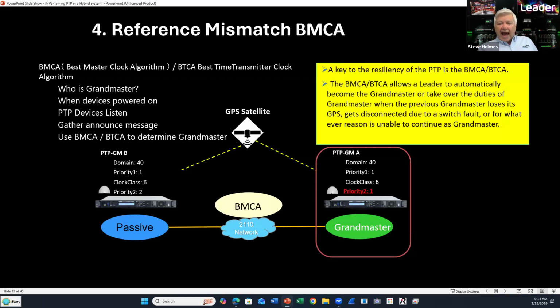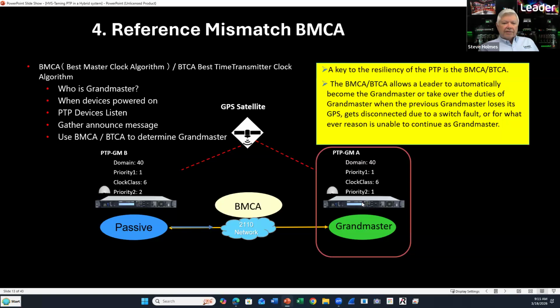Priority one has to be the same. If you don't make priority one the same, as you'll see in a slide, you'll never switch on a GPS failure. If you have a GPS failure, this clock will still maintain itself being the grandmaster. This side can never walk in until you have an absence, 100% absence of PTP.